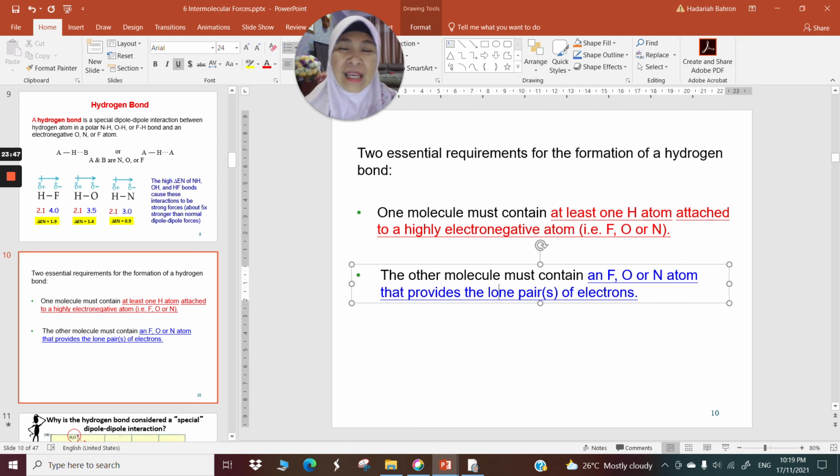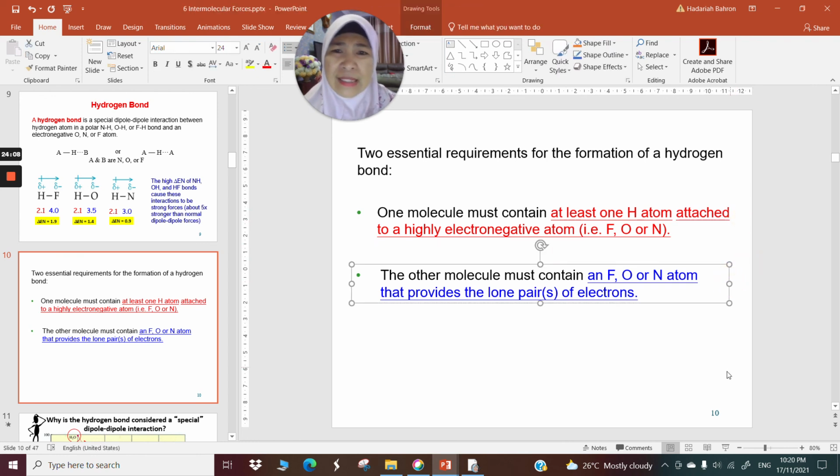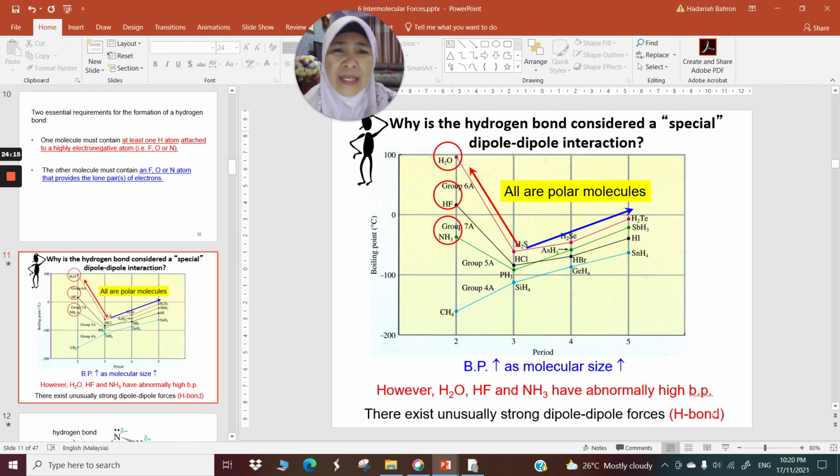Now remember, these are all elements that exist on the right-hand side of the periodic table, and they have a lot of p electrons, and they will create lone pairs of electrons. So if you encounter these two conditions existing together, then you are going to have hydrogen bonding. Now, why is hydrogen bond considered a special dipole-dipole interaction?